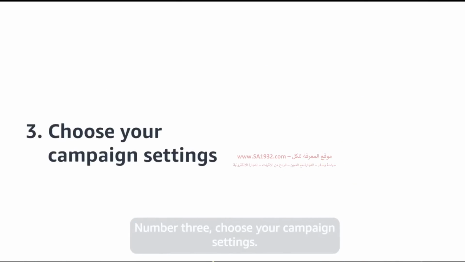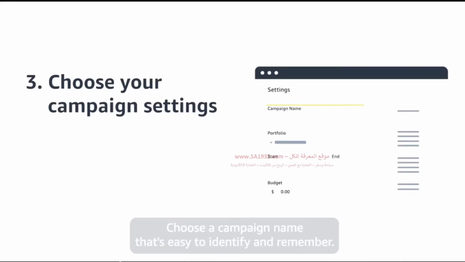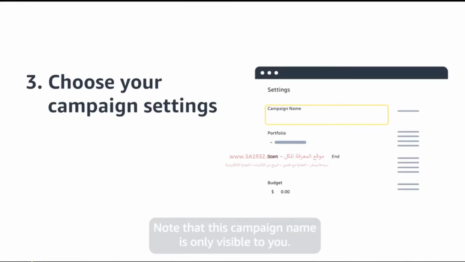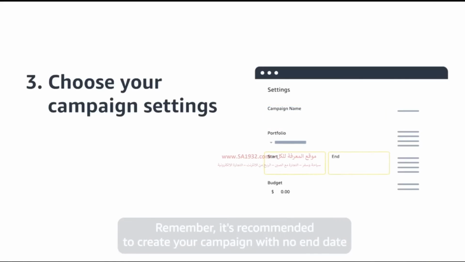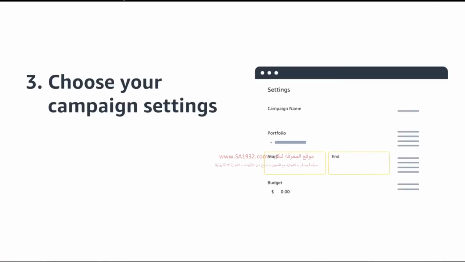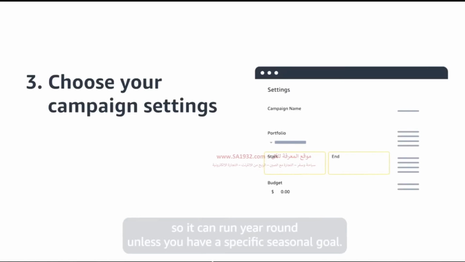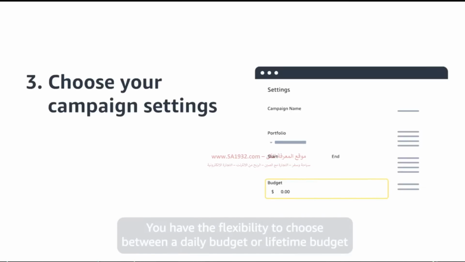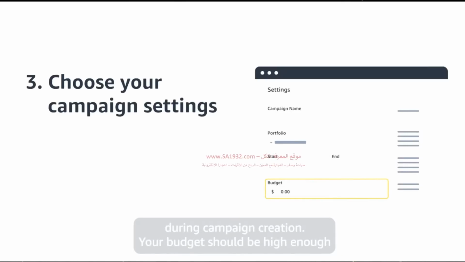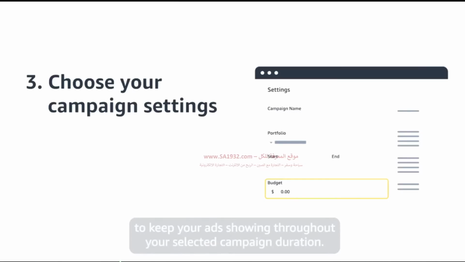Number 3, choose your campaign settings. Choose a campaign name that's easy to identify and remember. Note that this campaign name is only visible to you. Follow this by entering the start and end dates for your campaign. Remember, it's recommended to create your campaign with no end date so it can run year-round, unless you have a specific seasonal goal. Finally, set your budget. You have the flexibility to choose between a daily budget or lifetime budget during campaign creation. Your budget should be high enough to keep your ads showing throughout your selected campaign duration.